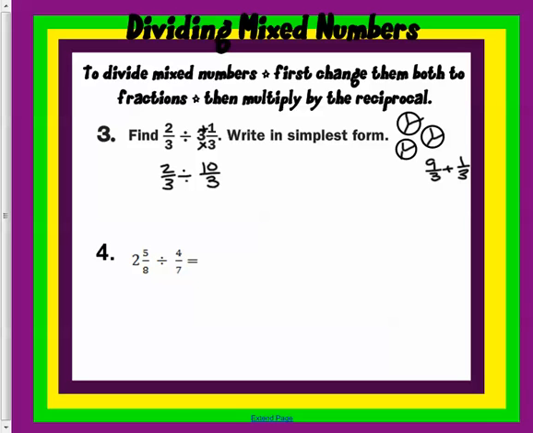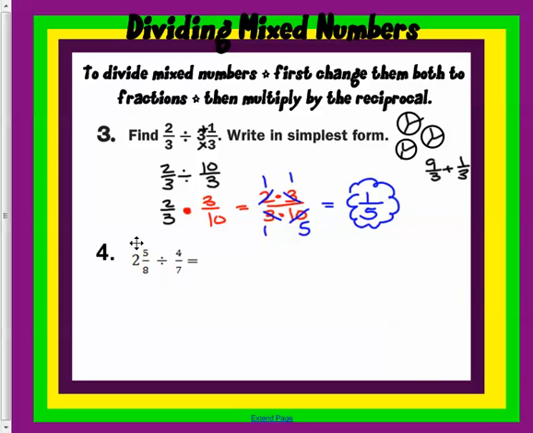Now I'm going to keep, change. So I have 2/3 times 3/10, and I'm multiplying my numerators with my numerators and denominators with denominators. So 2 and 3, nope, but 2 and 10 work. So 2 goes into 2 once and into 10 5 times. 3 goes into 3 once each, so I'm left with 1/5.